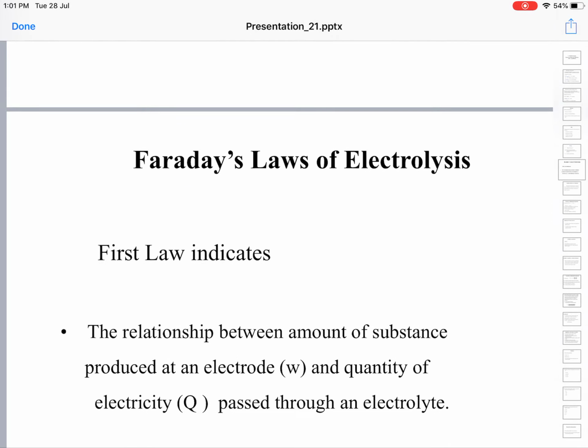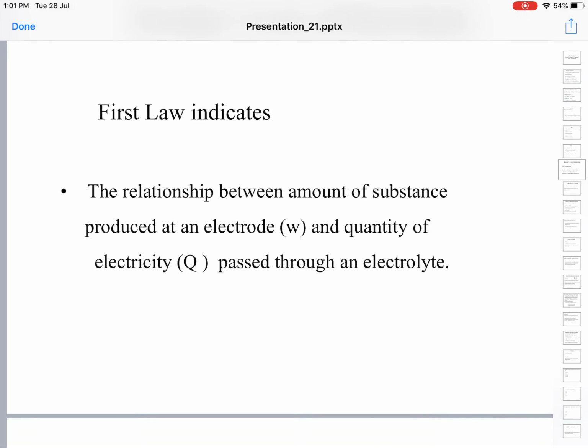Now we'll go for Faraday's laws of electrolysis. Faraday is a scientist who conducted lots and lots of experiments. One set of experiments he conducted was to pass electricity through electrolytic solutions and see the quantity of substances deposited or liberated at the electrodes. He carried out many reactions and noted down the results.